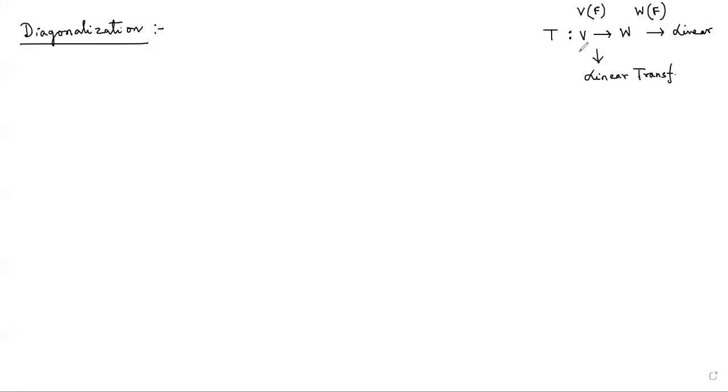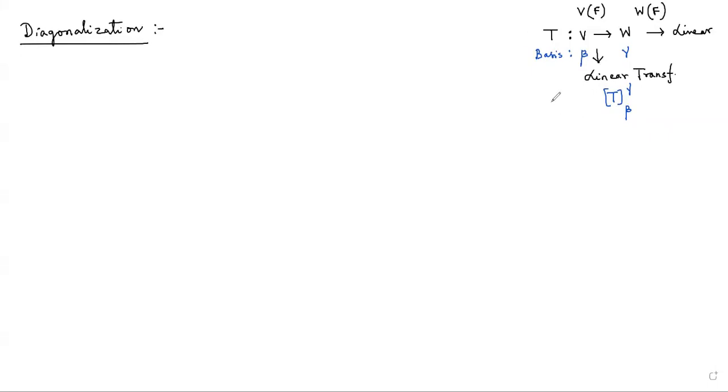So if we consider the basis of the vector space V to be beta and the basis of the vector space W to be gamma, I told you in the last class that the matrix representation of the linear transformation T with respect to beta and gamma is denoted by this notation.